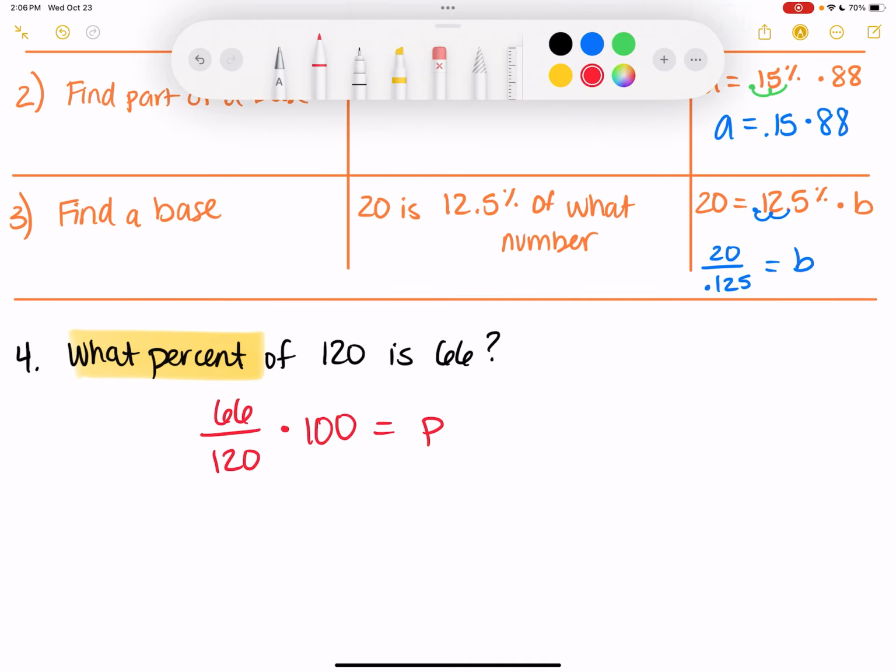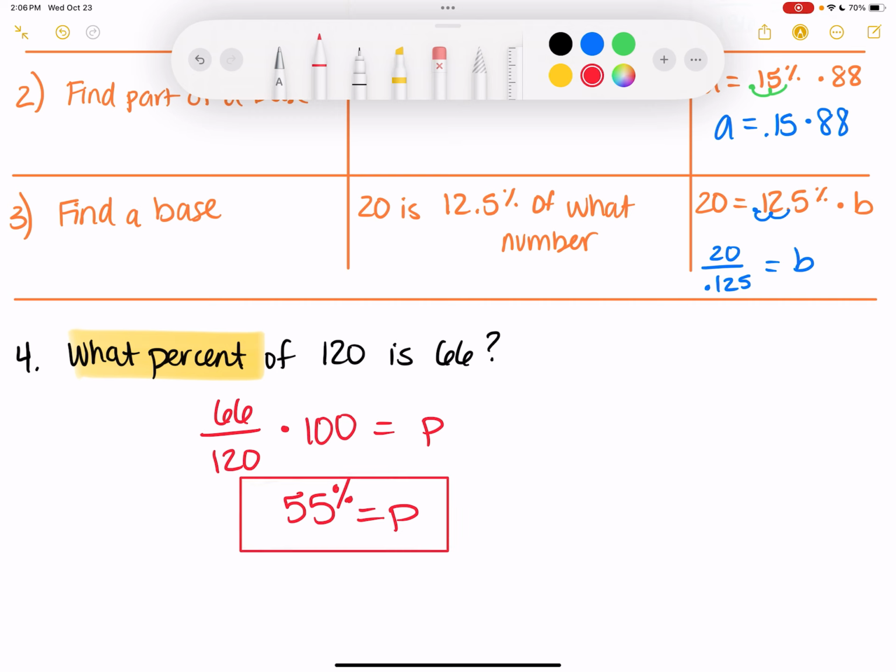So then on your calculator, you would type in 66 divided by 120. And that will give you 0.55. And then multiply that by 100, or you can just move the decimal place 2 to the right. But that's going to end up being 55 equals P. And I need to put a little percent sign on there to have the answer completely right.